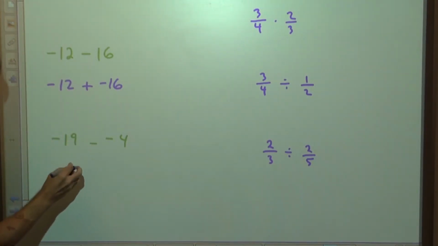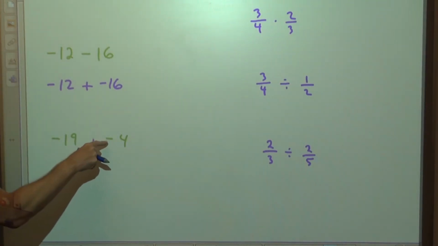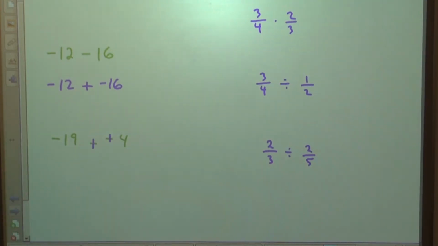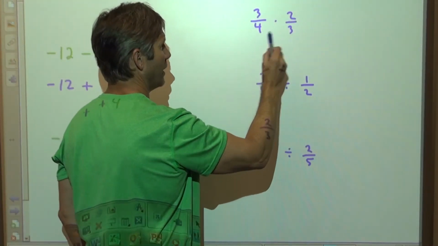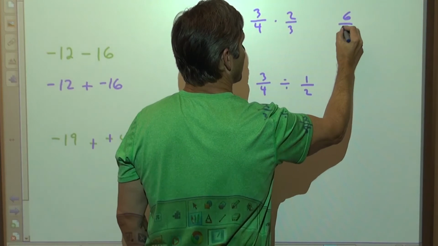We can change this to addition as long as we change the -4 into a +4. With multiplication, we multiply straight across. 3 times 2, 4 times 3, we get 6 over 12.